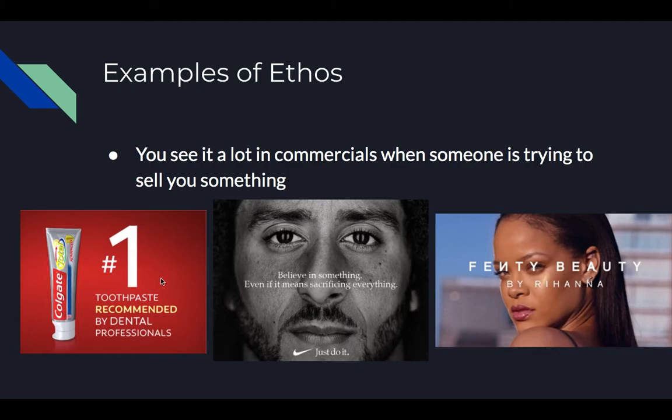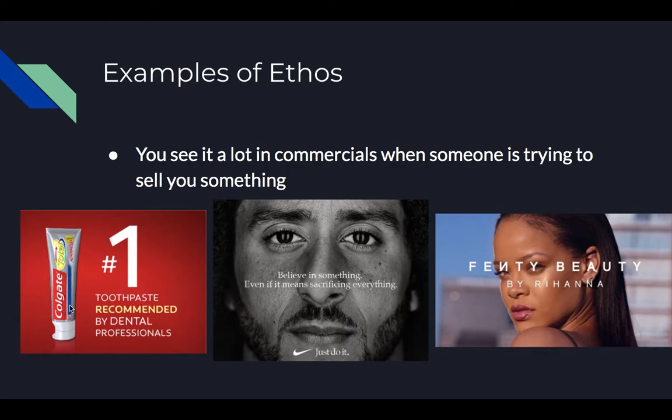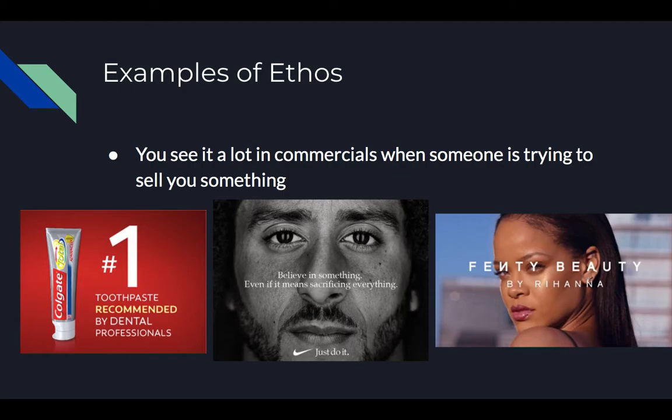Okay, so on the very first picture right here on the Colgate toothpaste, if we read over here, it says number one toothpaste recommended by dental professionals. So, where is the ethos in there? It is in the fact that you have it recommended, and this is the key part, dental professionals. Colgate is a toothpaste. So, if anybody is going to know what is the best toothpaste, it will be dentists. So there is ethos here because the person that is recommending this item to you is very credible. Okay, it is a professional.